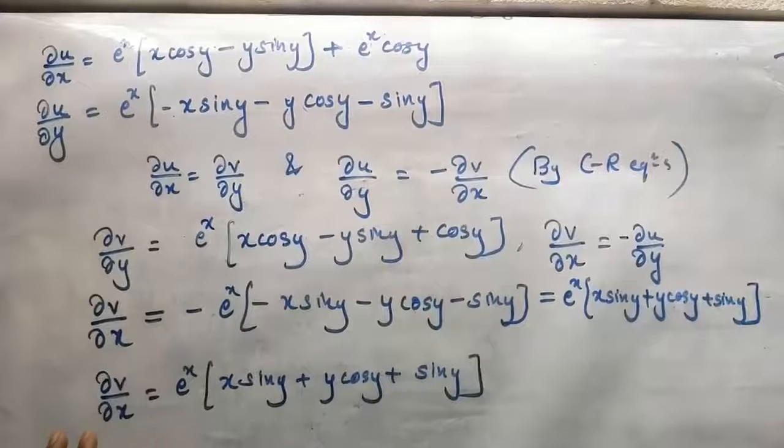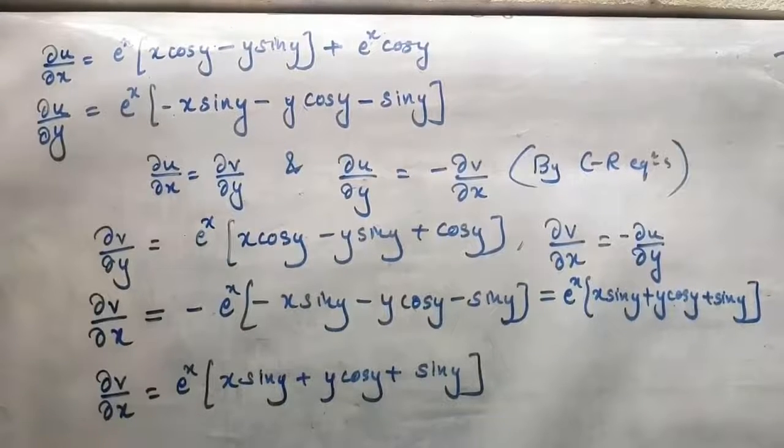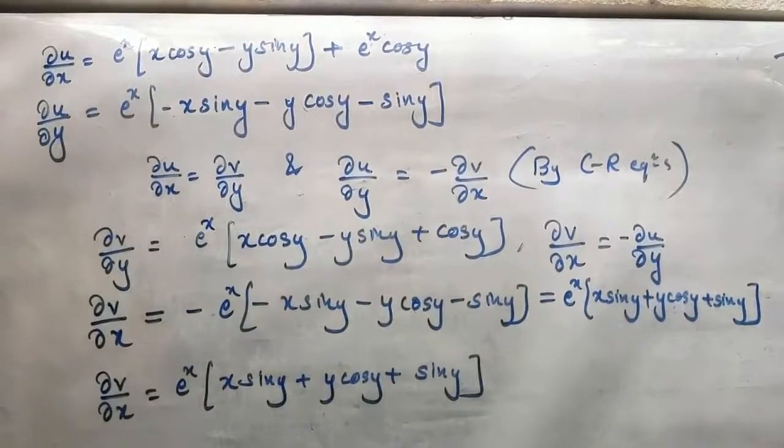Now if I integrate this with respect to x, don't I get back my v? While integrating also, I must treat y as constant. Because while differentiating partially with respect to x, I treated y constant. If I want to go back to my v, I should integrate it with respect to x, treating y constant once again.